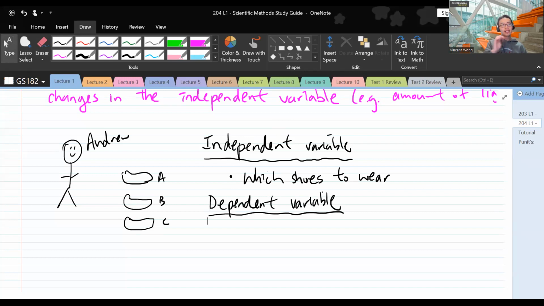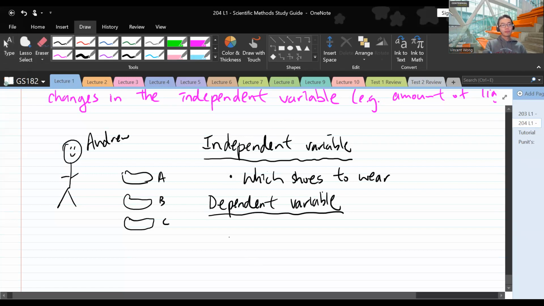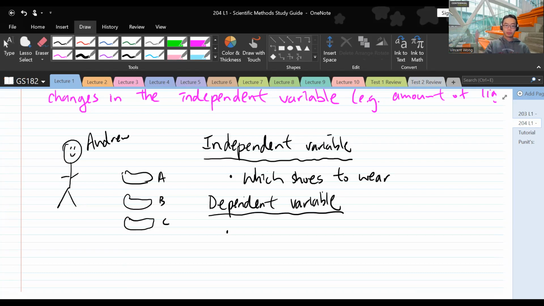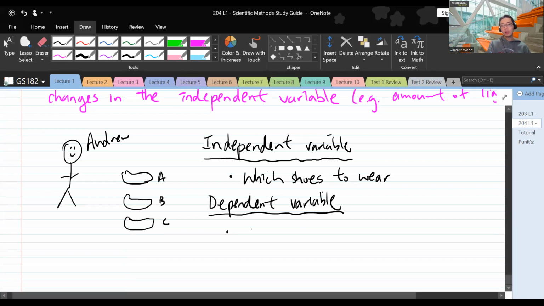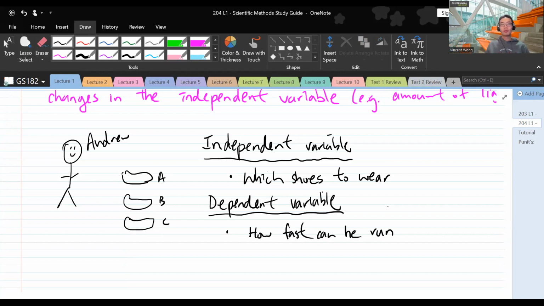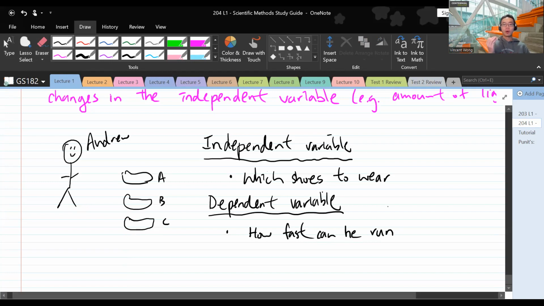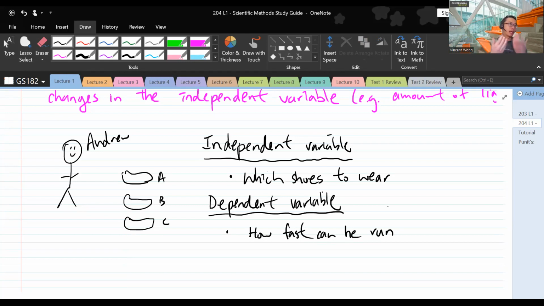Anyone else have a slightly different suggestion? The speed that he runs in each shoe. Right. So both are valid. He can time how far he can run. He can time how fast he can run. I think I'm going to go with the speed. Okay. How fast can he run? Because how far is a little bit harder to measure. Do I run until I drop down? Do I run until I'm out of breath? You know what I mean? Or do I time how far I can run within an hour, for example? So both are okay, but for easier understanding, I'm going to say how fast can he run?